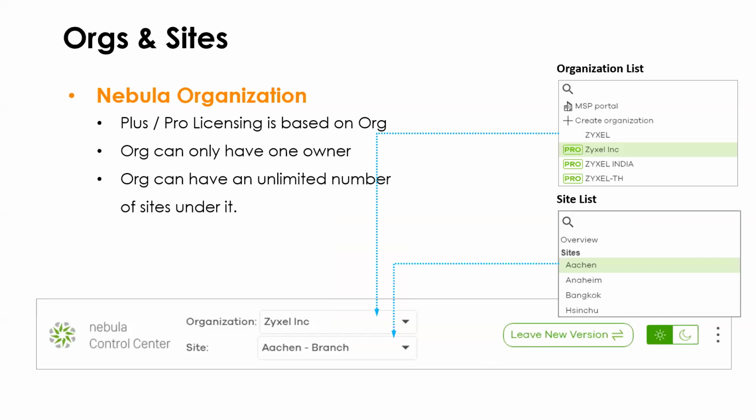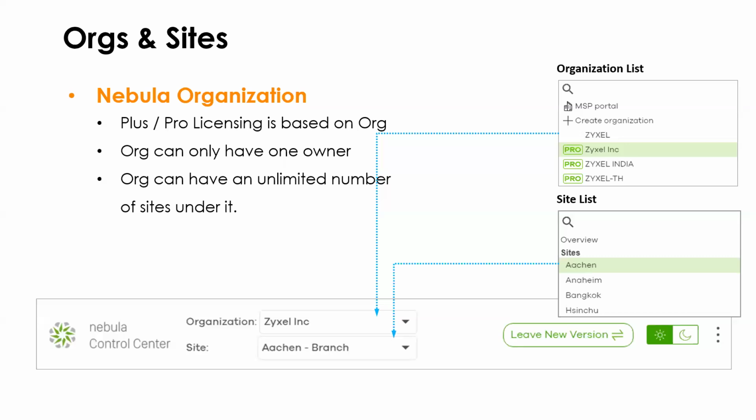When it comes to Nebula licensing, we have Plus and ProPack, and that's done on an org basis. So every device in that org needs to have a license in order to enable those features. An organization can only have one owner, and an organization can have an unlimited number of sites under it.